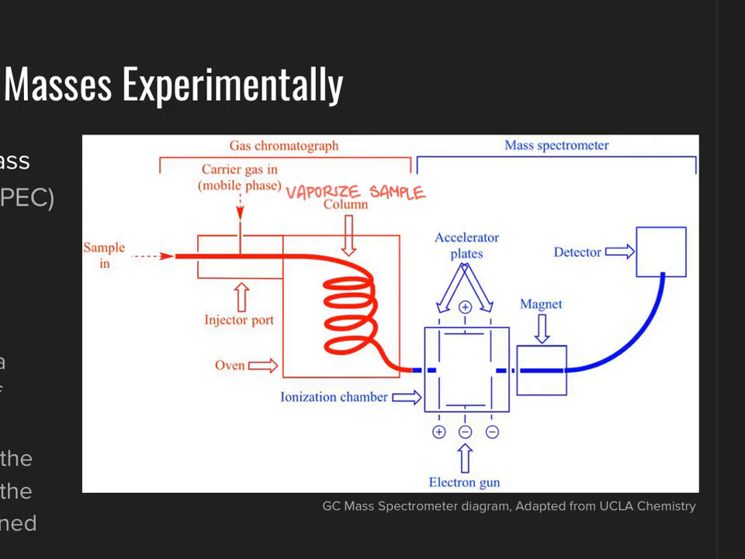After that sample is heated up to very, very high temperatures, it is then injected into what's referred to as the ionization chamber. In that ionization chamber, those gas phase particles are subjected to bombardment by essentially an electron gun. That electron gun is just a stream of particles, and when those electrons strike the atoms inside of that chamber, they can knock off other electrons, creating positively charged ions within that chamber.